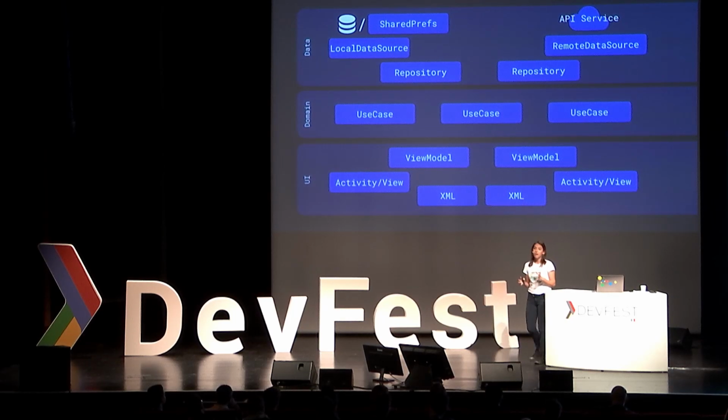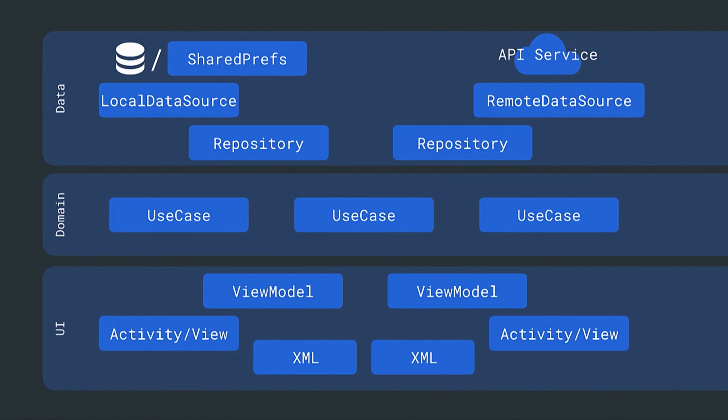So this is overall the architecture that we had in mind when we looked at the layers. We knew that we will have a local data source that talks to the database or shared preferences.